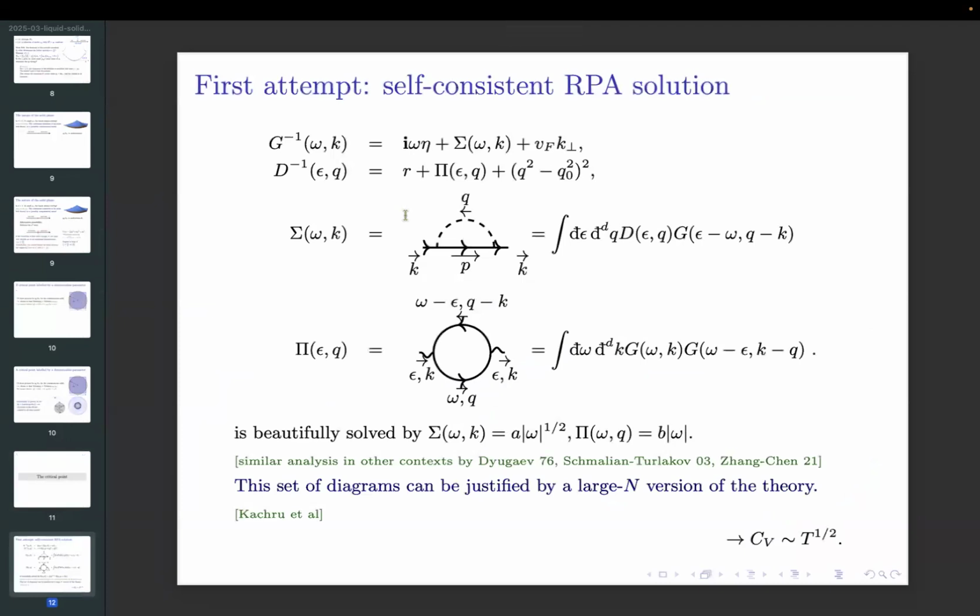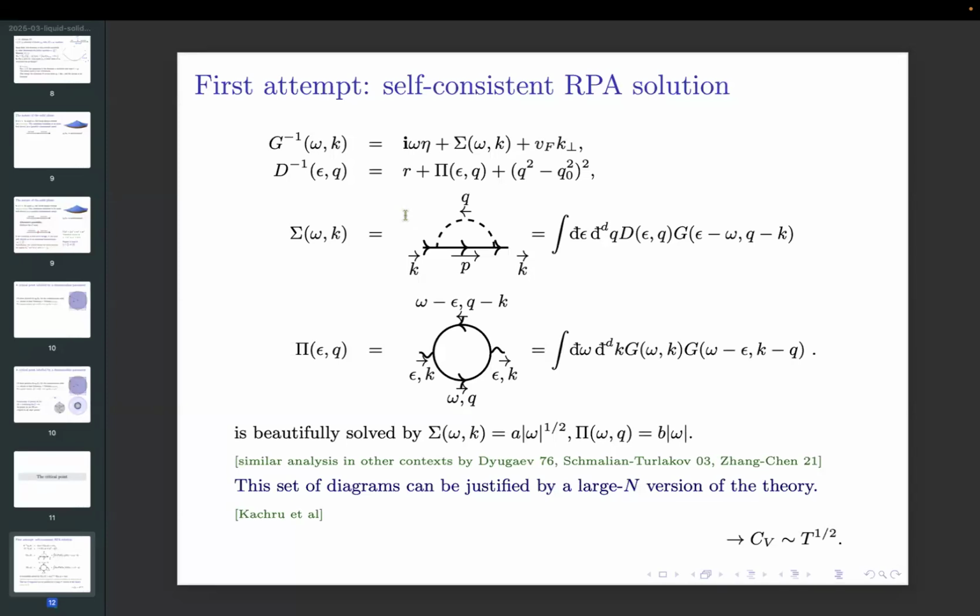Okay, so the first attempt is to do some kind of self-consistent RPA approximation. The idea is we want to understand the Green's function, or the inverse Green's function, for the fermions, and the inverse Green's function for the bosons, and they're coupled to each other. I'm going to parameterize that by the free propagator, right? So if you set sigma and pi to 0, you get the free things. I guess if you set sigma to 0 and pi to epsilon squared, you get the free thing. And let's just think about how they affect each other.